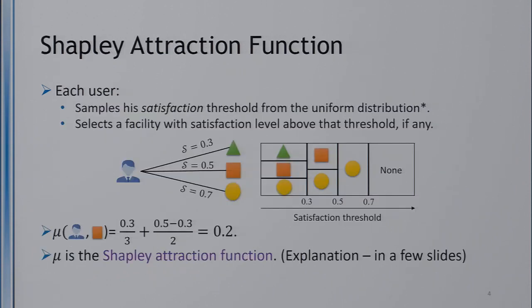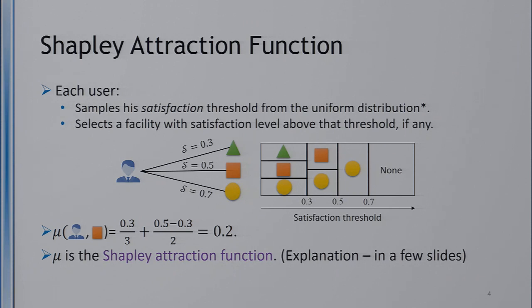Okay, so this is our model. We call it Shapley attraction function due to a surprising connection to the Shapley value, which I will be describing in the next few slides. So each user is doing the following. First, he samples his satisfaction threshold from the uniform distribution, and afterwards he selects one facility with satisfaction level above that threshold, if such a facility exists.